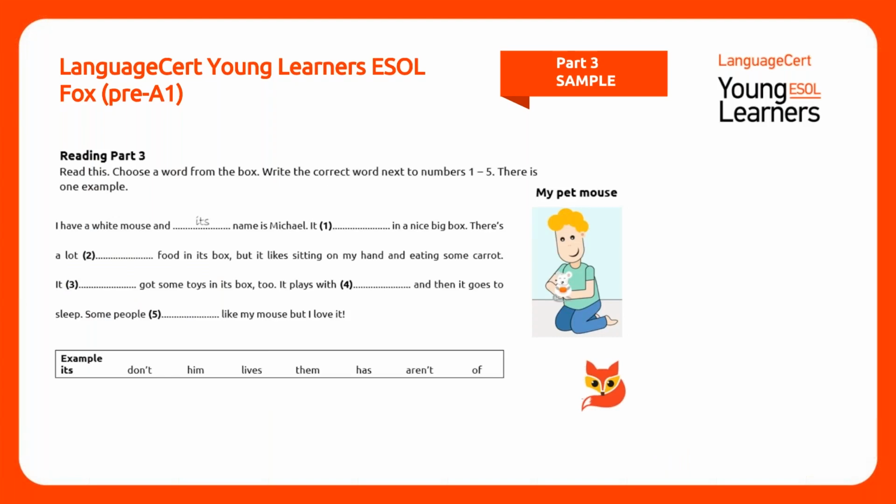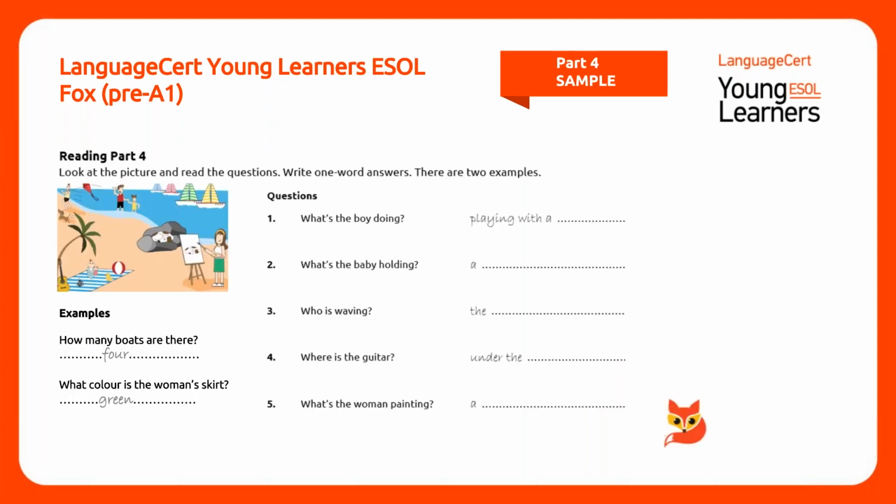Part 3 requires candidates to read a short text and fill in 5 gaps by choosing from 7 words in a list. 2 of the words are distractors and will not be used. An example is provided once again.